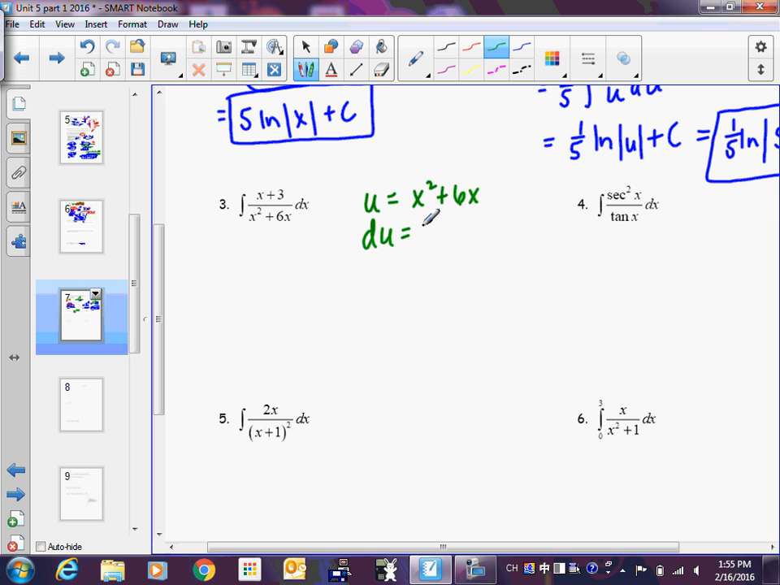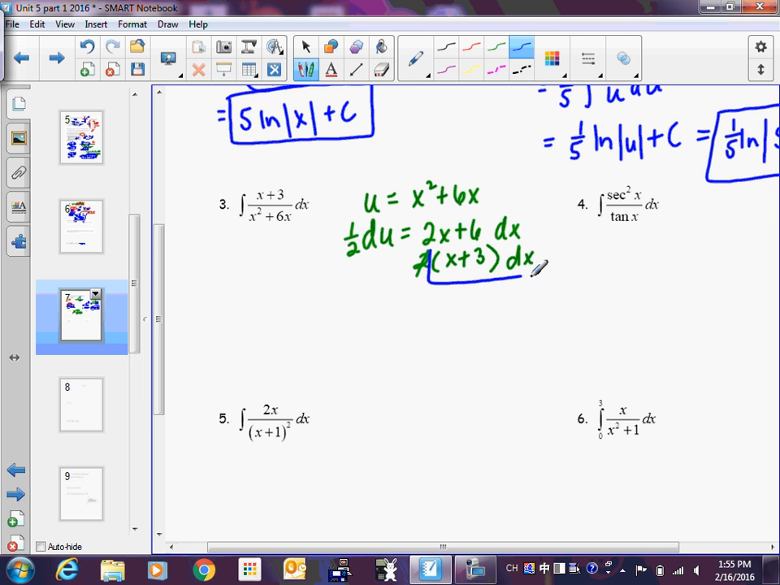So if we take the derivative, we have 2x plus 6, and then dx. Well, I don't see a 2x plus 6, but I do see an x plus 3. So the question is, did we make a mistake, or is there some simple algebra step we could do to make it happen? So we can factor out the 2 and get x plus 3. And then this 2, just like any other time, we can divide over.